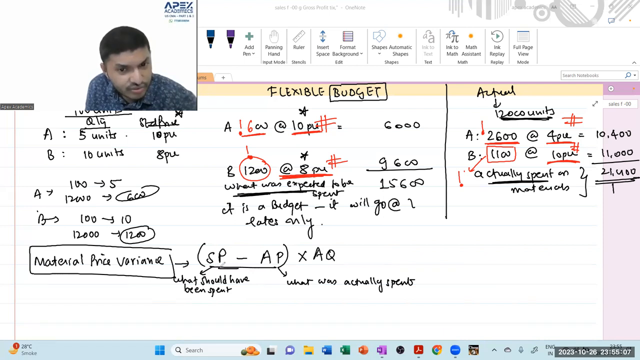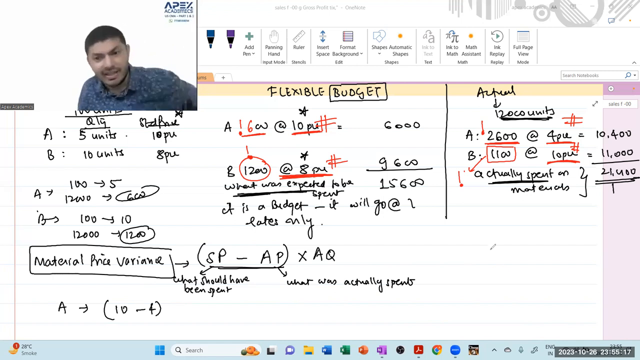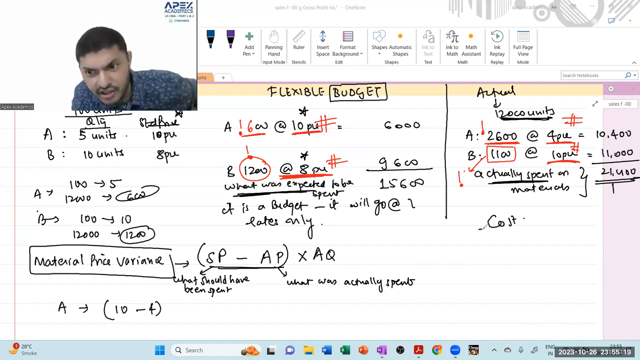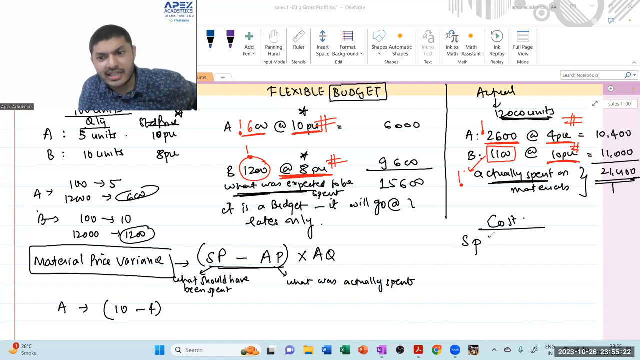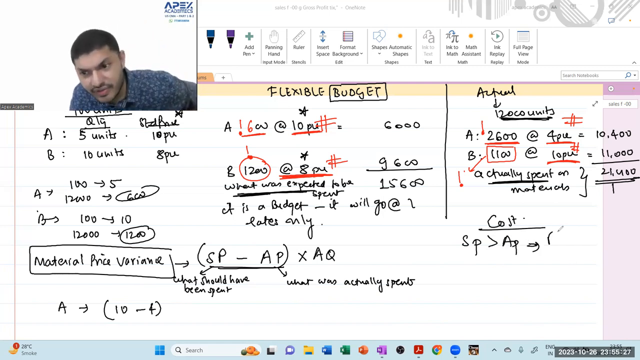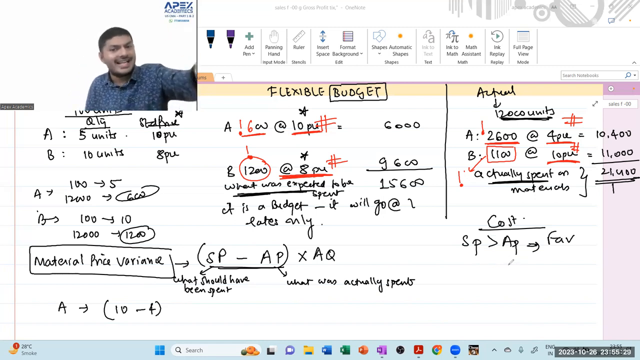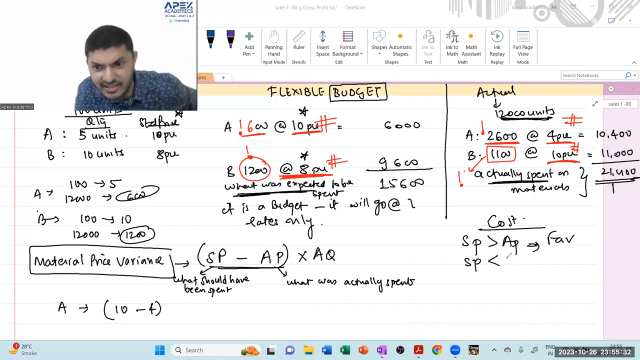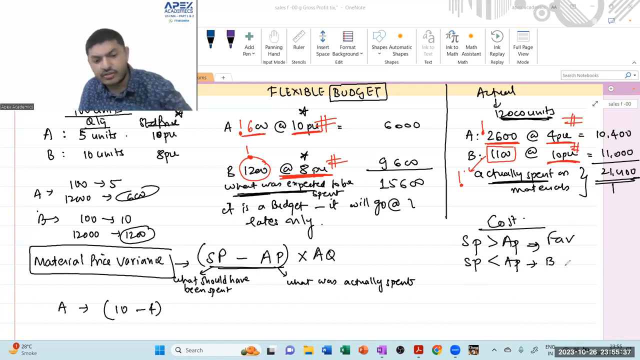I'm comparing these two. So in the case of material A, you were supposed to spend 10, but you spent 4. Is this good or is this bad? Now tell me one thing. I am talking about a cost here. So obviously if my standard price is greater than the actual price, it is going to be favorable because I'm spending less than expected. And if my standard price is exceeded by the actual price, it is bad, which is also called adverse. Why is it adverse? Because I'm spending more than expected.